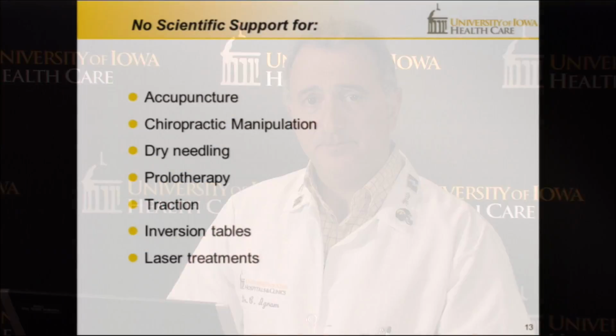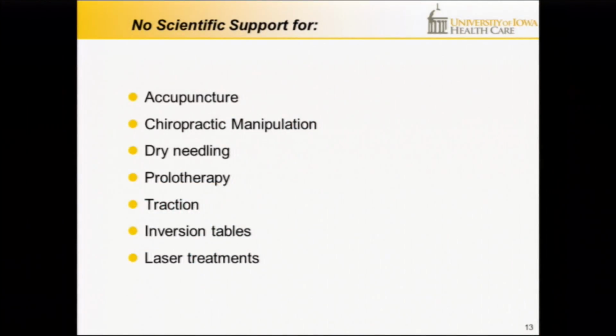Typically I think chiropractic is probably the most common that patients seek, and no doubt people do seem to get improvement with manipulative treatments. As far as acupuncture and dry needling, traction of the lumbar spine, inversion tables, again, there's no scientific evidence to support it. If a patient says, hey, I'm getting acupuncture and it's helping my back, I typically won't dissuade them, but I usually don't actively encourage people to seek that form of treatment.